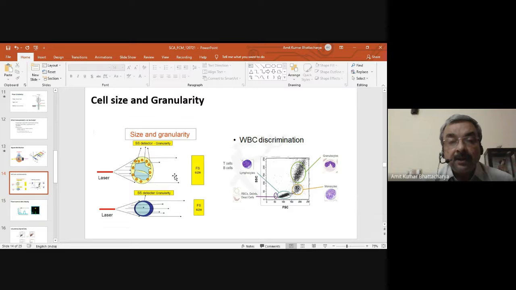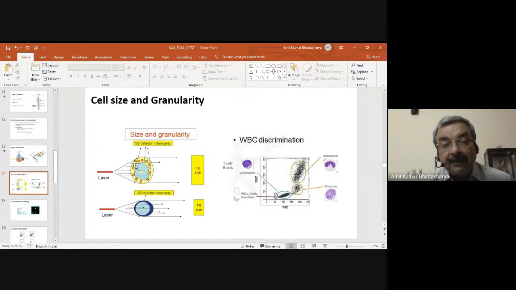Now if you look in more detail at what happens when one particle is hit by a laser beam, as this slide is showing you, this is the forward scattered light. You see that the forward scattered light, depending on the size of the cell, is actually less or more.